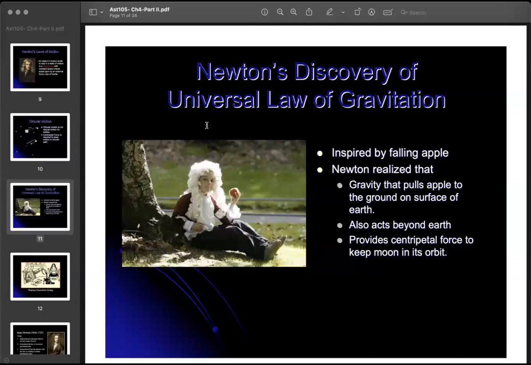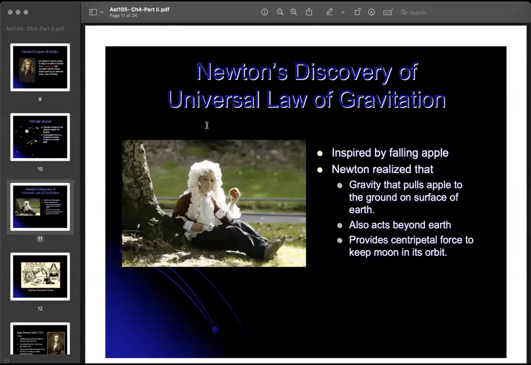And that force comes from the center of the earth. So he made the connection: is it possible that the same gravitational force which pulls the apple to the ground goes all the way to the moon and is also responsible for keeping the moon in orbit? And he did some more calculations, and he proved that that was in fact the case.